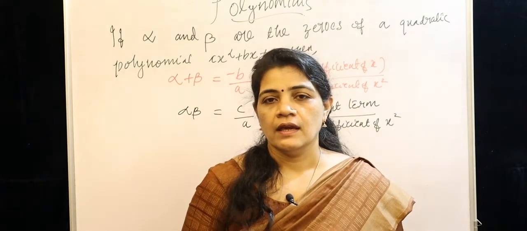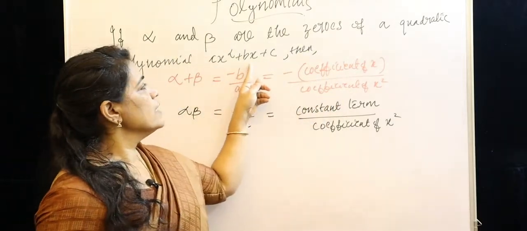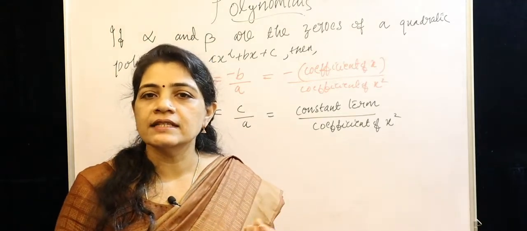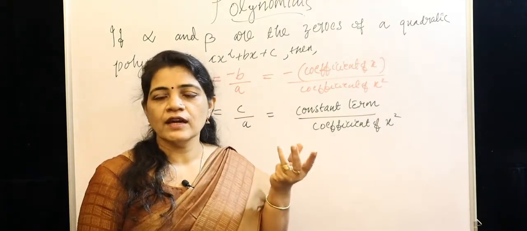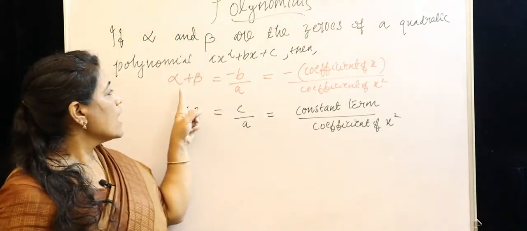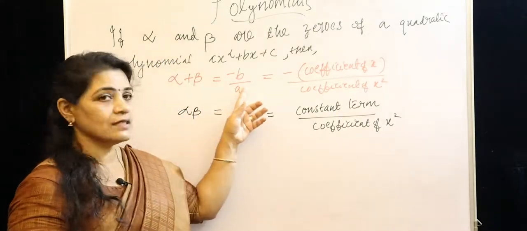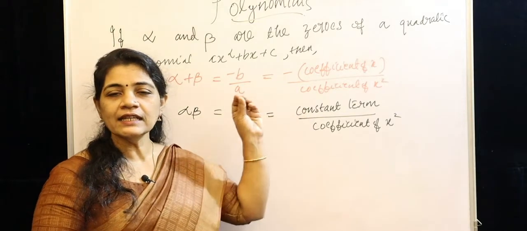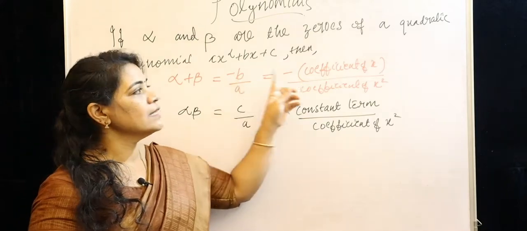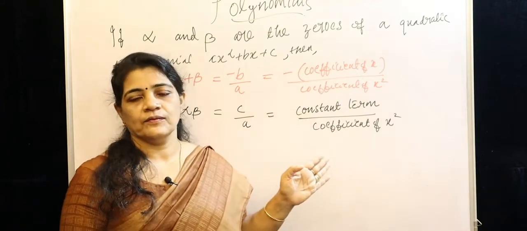by a. What are a, b and c? In the general form ax square plus bx plus c, that is the general form of a quadratic polynomial, a is the coefficient of x square, b is the coefficient of x and c is a constant term. So see children, this alpha plus beta is the sum of the zeros, and what I have written on the RHS, minus b by a, is in terms of the coefficients. Here b is the coefficient of x, and a is the coefficient of x square.